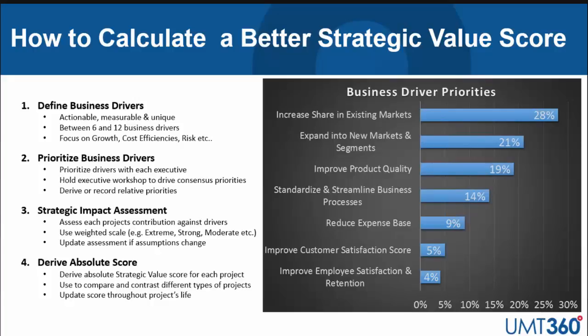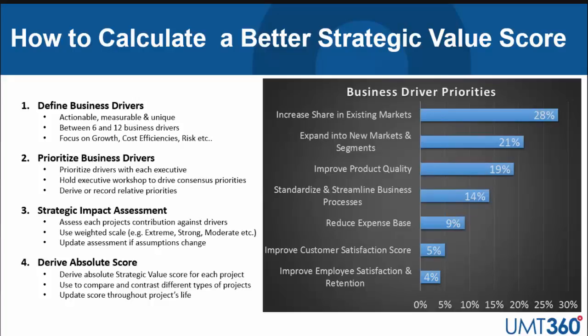What we've seen is you should have no fewer than 6 and no more than 12 business drivers. With more than 12 business drivers, there tends to be overlap between them. We want them to be unique. You also need to look at covering the full spectrum of your business. On the chart on the right here, we see business drivers around revenue growth, existing markets versus new markets, product quality, customer satisfaction, employee satisfaction, cost reduction, and efficiencies. These are sort of the key areas. Risk is another one that you want to cover across your business drivers.